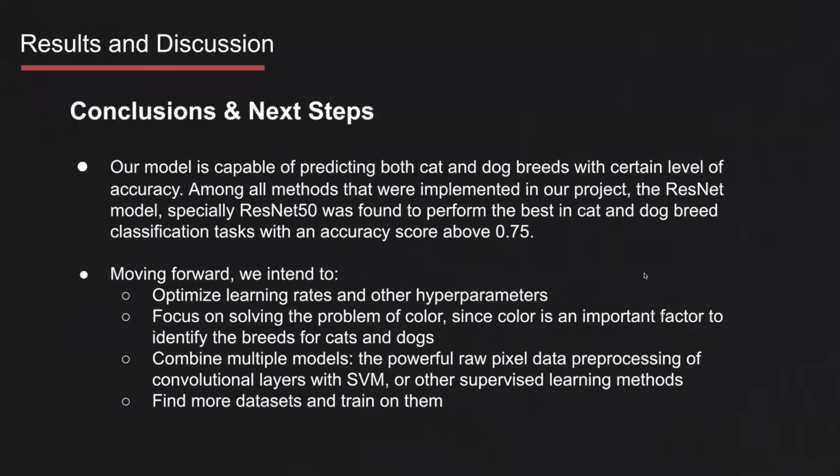In conclusion, the ResNet 50 model is the best one to predict both cat and dog breeds, since it has a very high accuracy score, which is above 0.75. For the future, we can do several steps. First, we can optimize learning rates and other hyperparameters. Second, we should focus on solving the problem of color, since it's pretty important when identifying the breeds. Third, we'd better combine multiple models like SVM and other supervised learning models. And lastly, we should find more datasets and train on them.